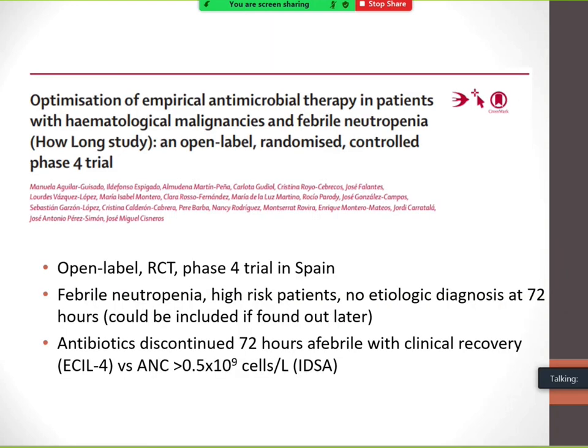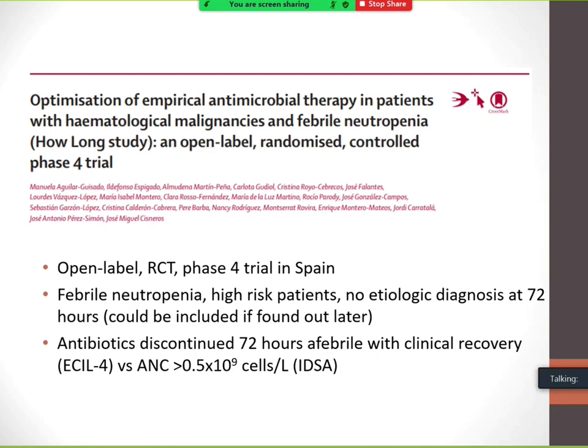I'll give you the data, though, and let you think about what you're seeing. So this was a randomized control trial in Spain called the How Long Study. They had febrile neutropenia patients. No etiologic diagnosis was found at 72 hours. If they found something later, they still included them in the study. It's just when they were screened at 72 hours, they couldn't have a diagnosis.